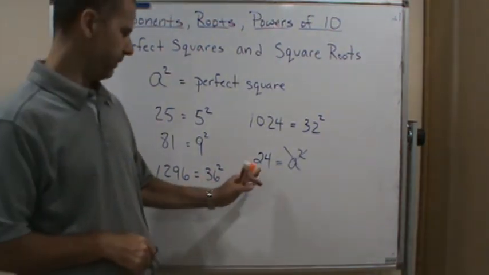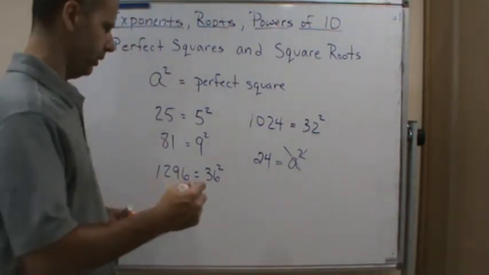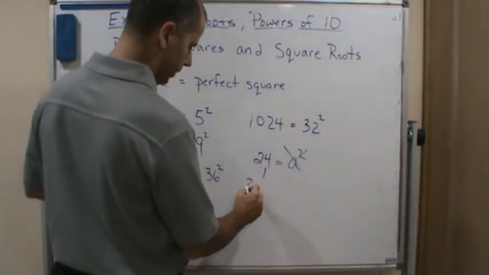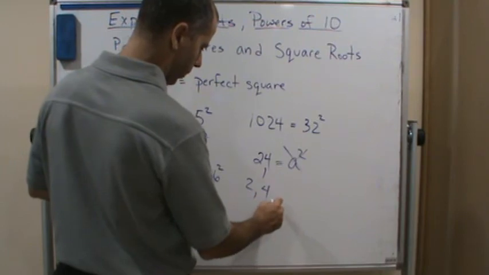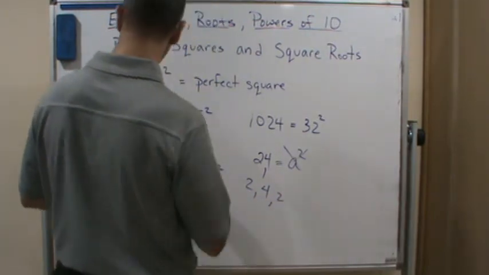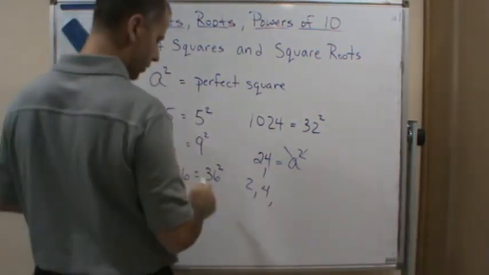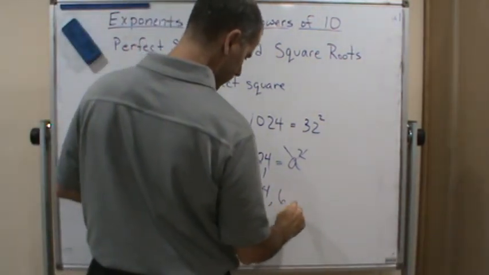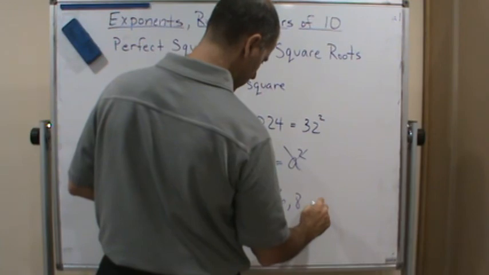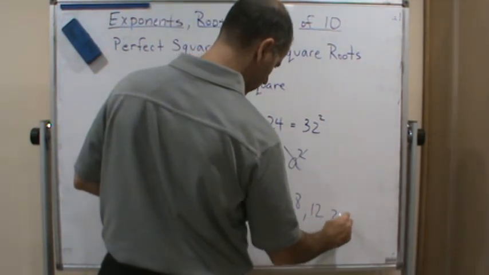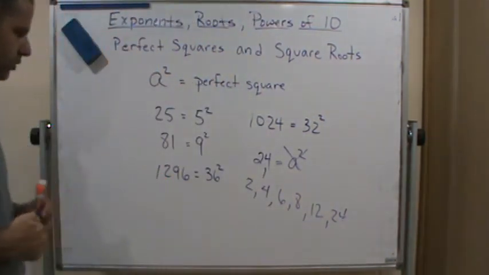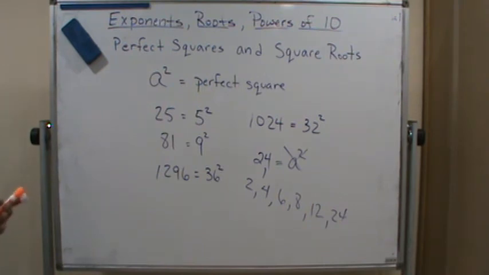Okay, and the easiest way to find it is just look at the factors of 24. The factors of 24 are what? 2, 4, 6, 12. Oh, forgot 8. 2, 4, 6, 8, 12, and 24. So there's no numbers in there that if we double or square it, we're going to get 24.